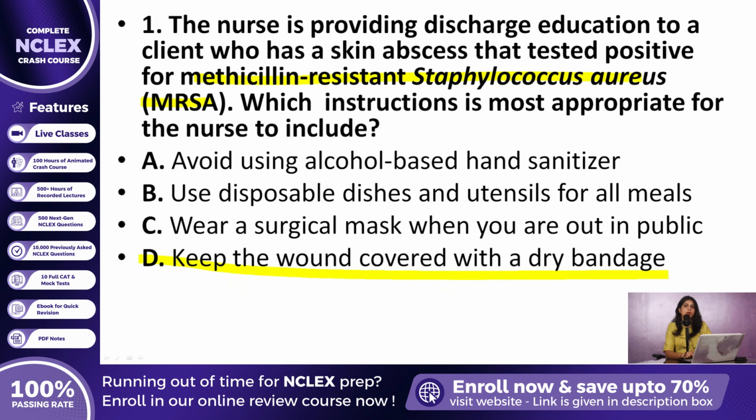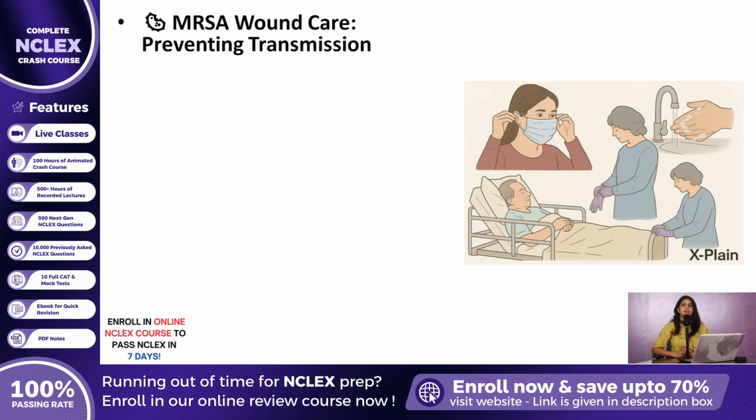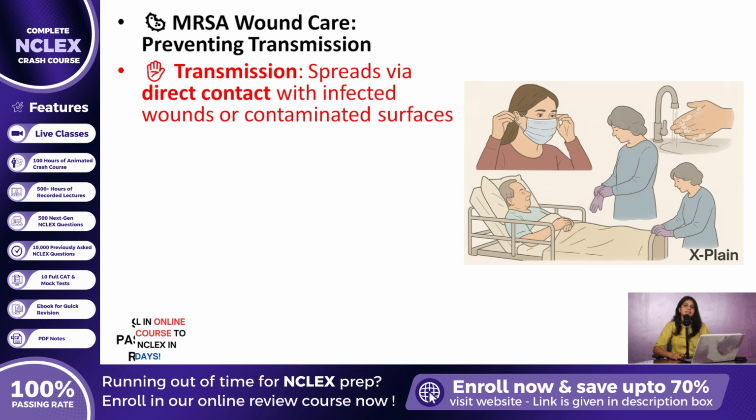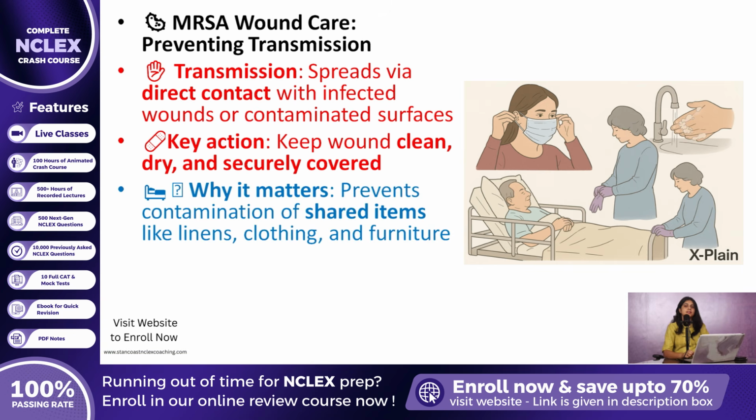Let us walk through the reasoning behind this choice. Option D is the most appropriate because MRSA is primarily spread through direct contact with an infected wound or with surfaces that have been contaminated by that wound. By keeping the wound clean, dry, and securely covered with a bandage, the client greatly reduces the risk of transmitting MRSA to others. This is particularly important in preventing the contamination of shared items such as linens, clothing, and furniture.